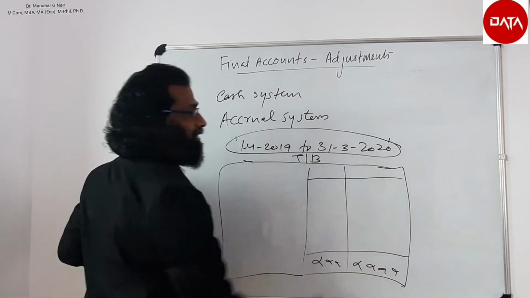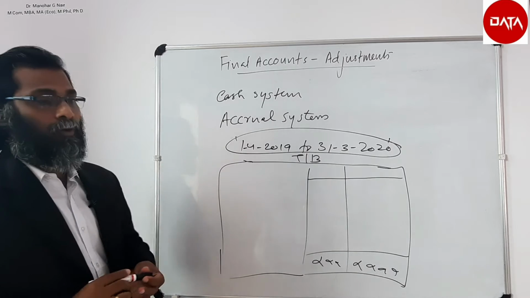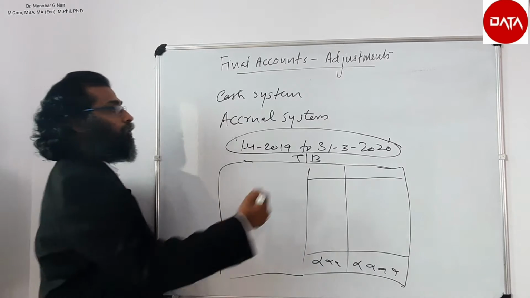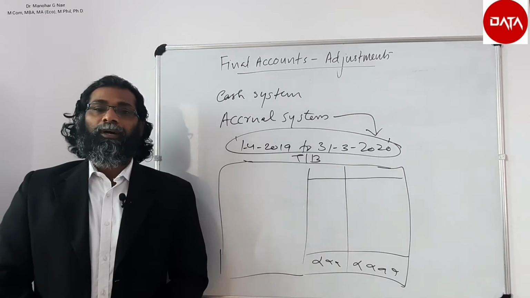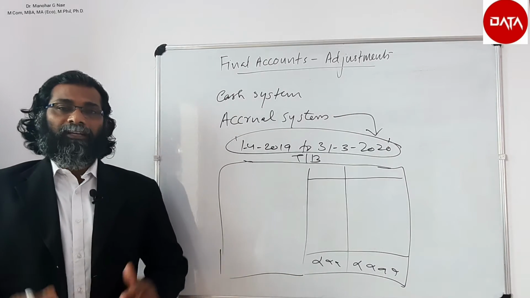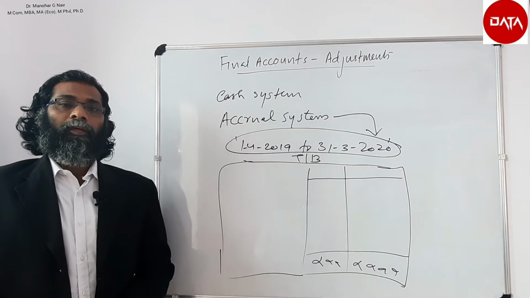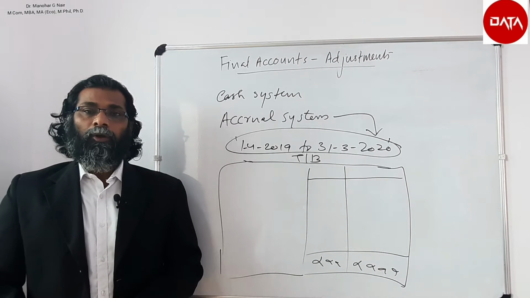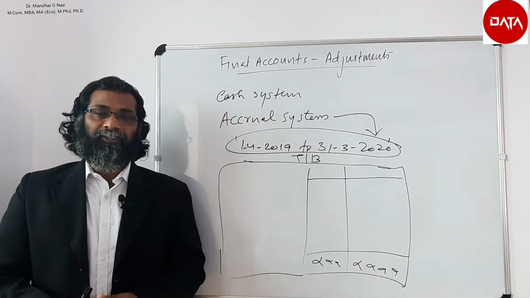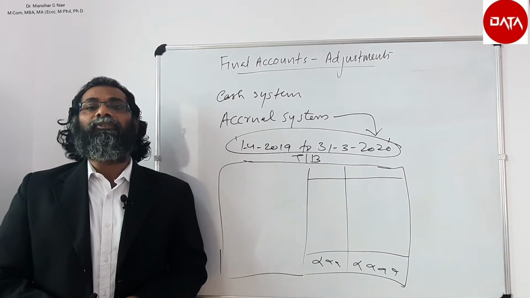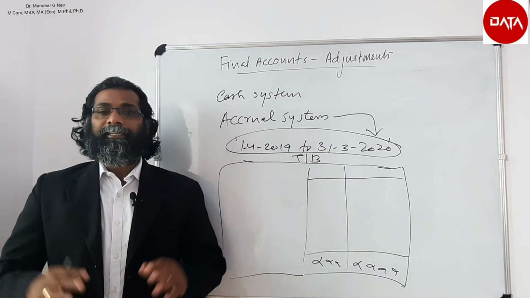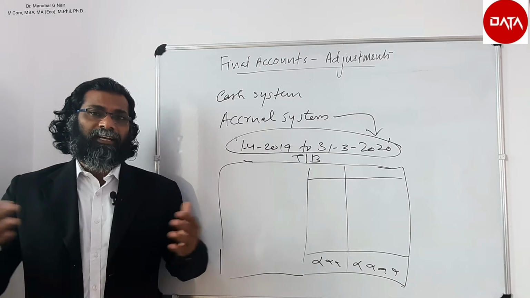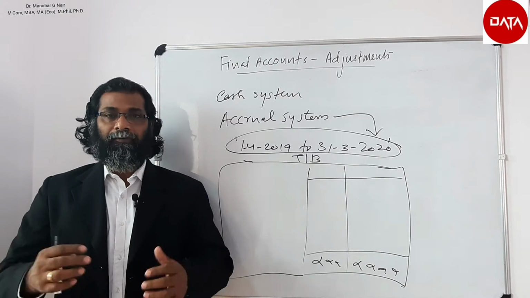Bringing all these items pertaining to that particular accounting period into the books of account is said to be the accrual system of accounting. So under this system, whatever item relates to that particular accounting period would be taken into consideration. Adjustments are nothing but bringing items which are standing outside the trial balance into the final accounts.